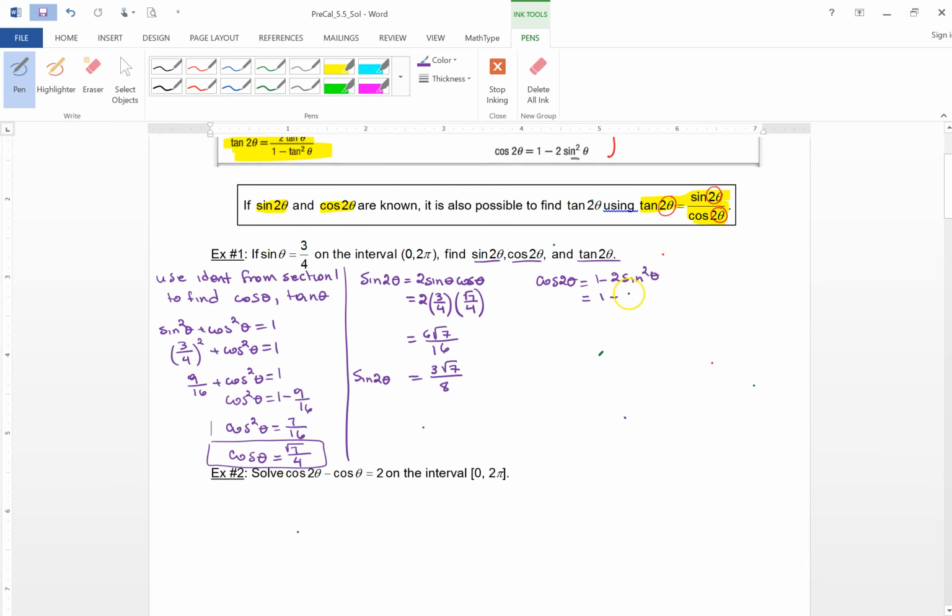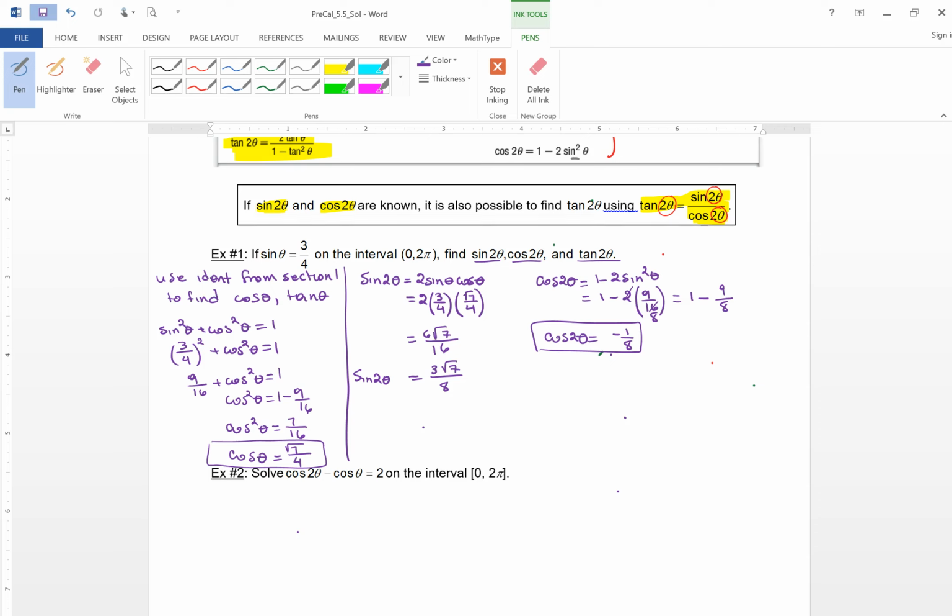So 1 minus 2 times sine squared theta is 9 over 16, right? Now I cancel the 2 with the 16 and I get an 8 here. So this is 1 minus 9 over 8. So cosine of 2 theta is negative 1 over 8, because 1 minus 9 over 8 is negative. Well, 9 over 8 is bigger than 1, right? So why did we find cosine? Well, because we used it here.